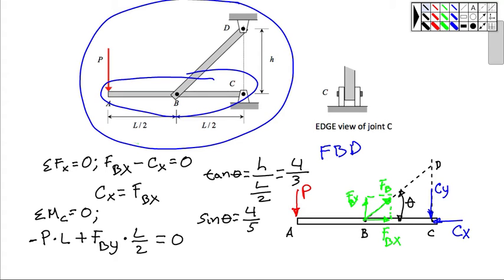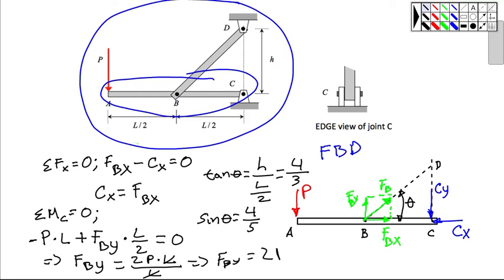Then we can find that Fby is equal to twice P times L over L. We can cancel this, and then we find that Fby is equal to 2 times P.